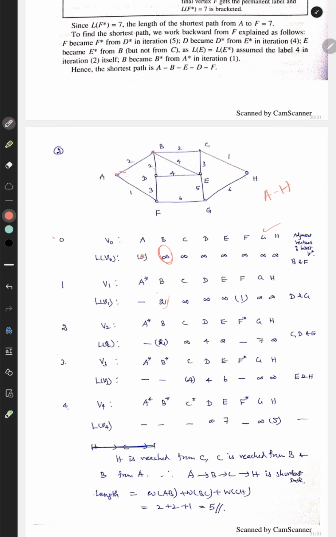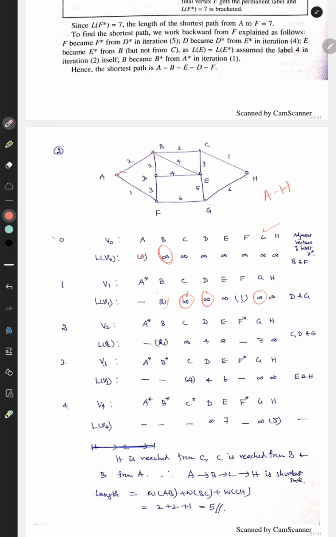So A to C there is no edge, so it will be infinity itself. A to G it is not there, so G is infinity itself. A to D it is not there, so D is infinity itself. So A is not adjacent to these vertices, which means the weight is not there, the weight is infinity.